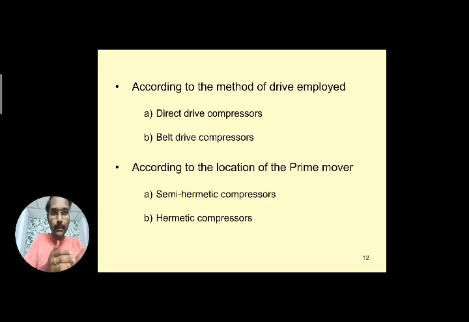Hermetic, in the sense, is a completely sealed compressor. In this, the refrigerant, the crankshaft, all the things sit directly on the electric motor shaft, and the total compressor is a sealed unit. Whenever a repair is needed, it is very difficult. We have to cut the section and then go for the repair.